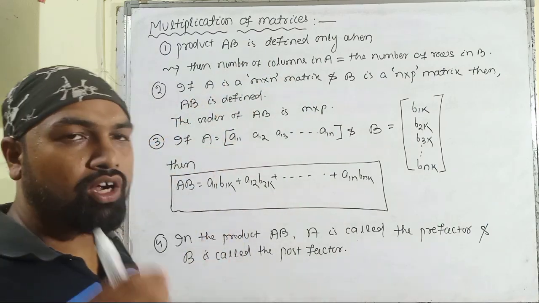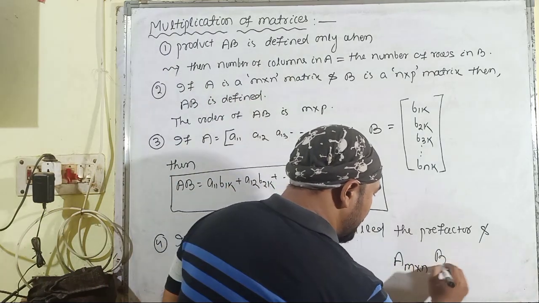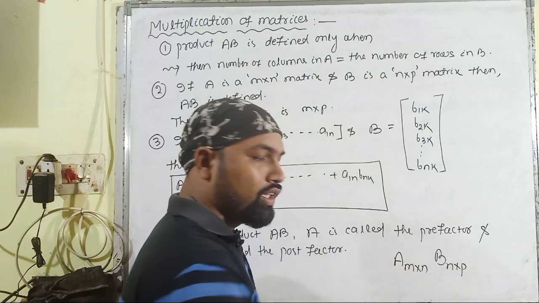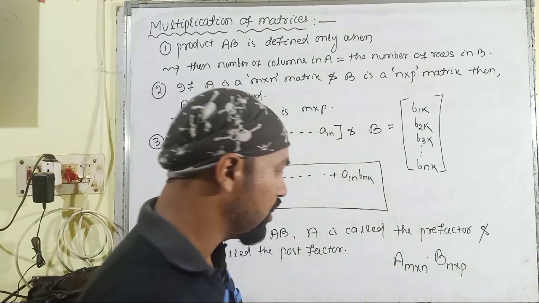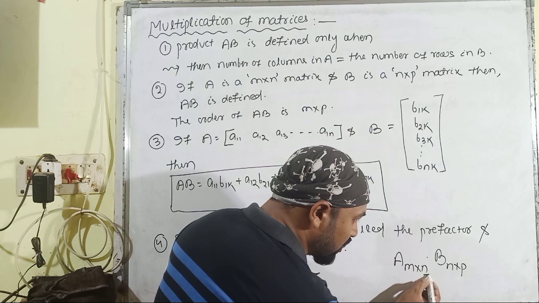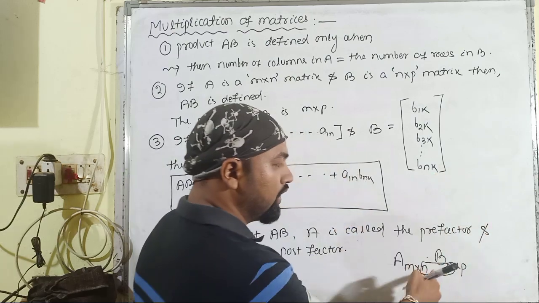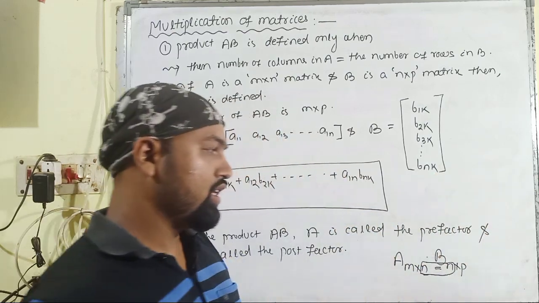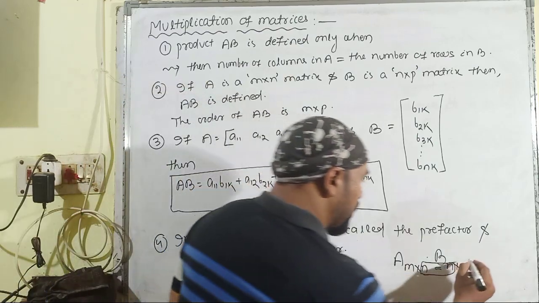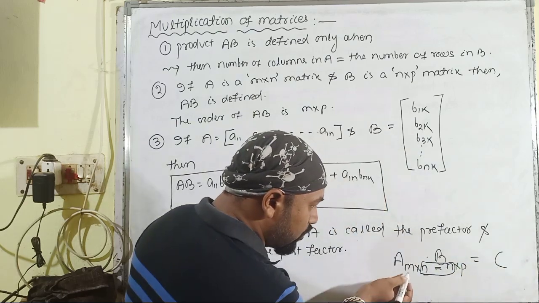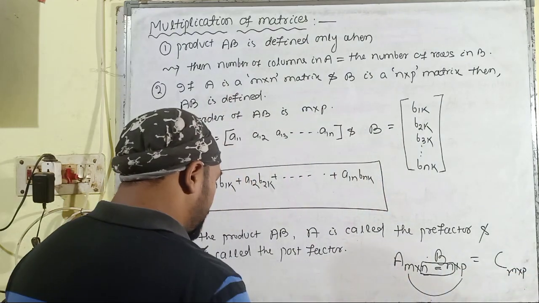Suppose A is a matrix of the order m cross n and B is a matrix of the order n cross p. Here the multiplication of the two matrices A and B is defined, because the number of columns in the first matrix is equal to the number of rows of the second matrix. In this condition, if they are equal with each other, then AB is defined. And then what will be the order of the resultant matrix? The order of the resultant matrix will be the rest of the two elements present here, that is m cross p.